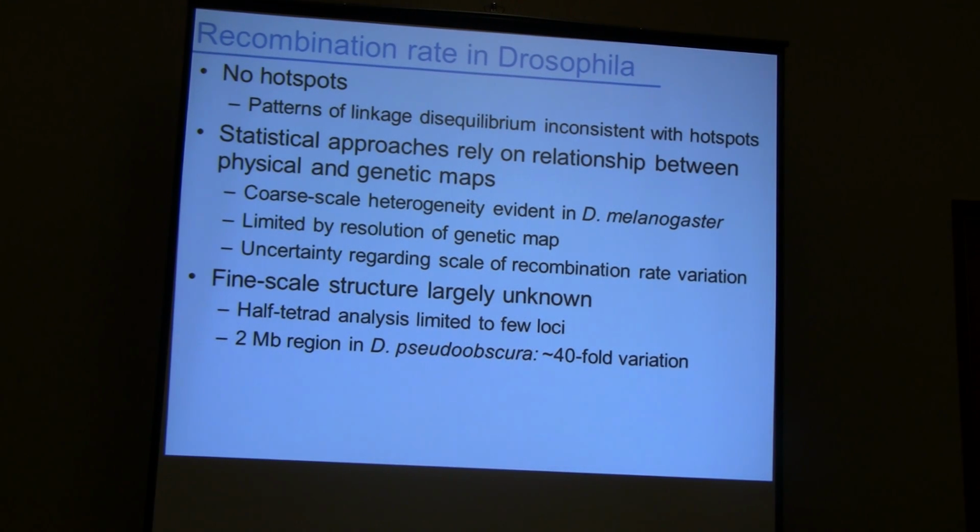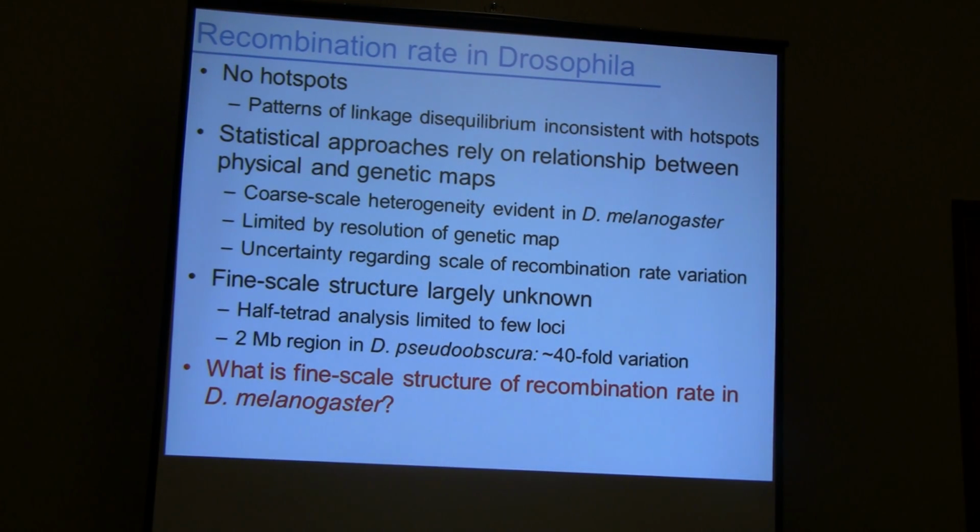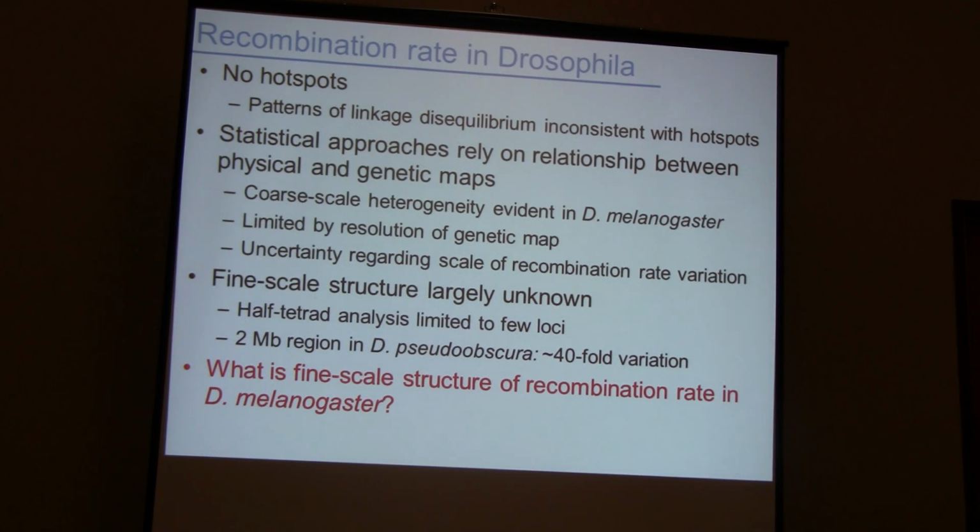So we know that there are coarse-scale differences between pseudoobscura and melanogaster, and I really wanted to ask whether those differences can be recapitulated at a fine scale. And so I essentially took that Cirulli paper into Andy's office and I said, I think we should do this in melanogaster. And in a moment that he has probably come to regret half a dozen times over in the last 5 years, he agreed that we should go ahead.